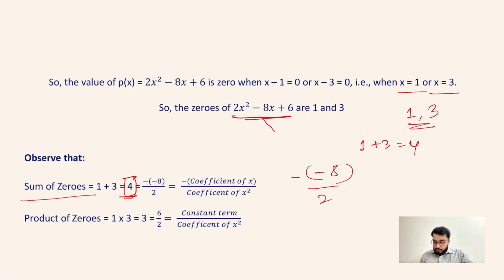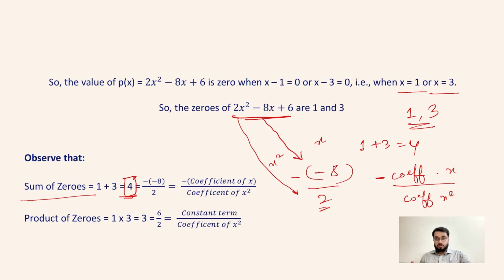Now, this 4 can also be represented as minus minus 8 upon 2. If we look at this polynomial, minus 8 is the coefficient of x and 2 is the coefficient of x squared. So we can also write it as minus coefficient of x upon coefficient of x squared. So the sum of the zeros of a quadratic polynomial would be this: negative of the coefficient of the variable x upon the coefficient of variable x square.